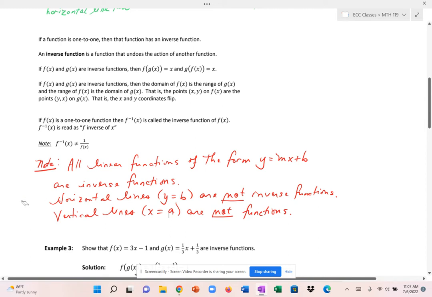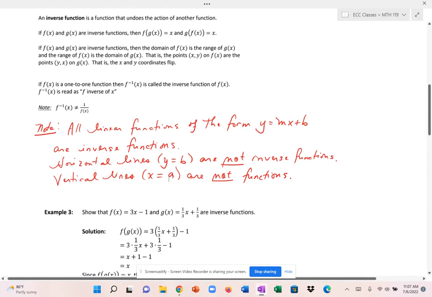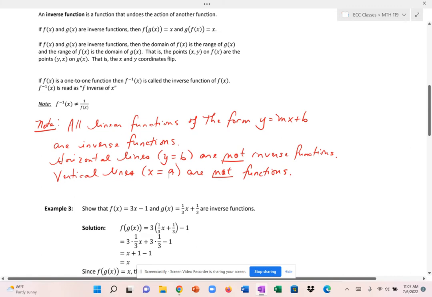So here's an example of a line in the form mx plus b. f of x is equal to 3x minus 1, and g of x is equal to also another linear function, 1/3 x plus 1/3. And the question is asking us to show that f and g are inverse functions.